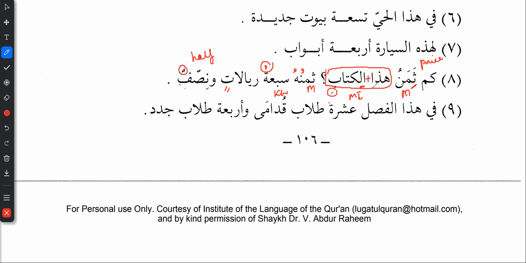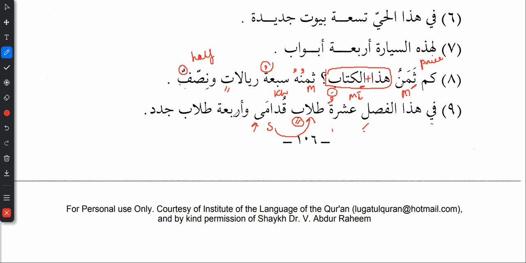It's 750 riyals. في هذا الفصل, due to harf jar, it will have a kasra. عشرة, this is our late mubtada. طلاب قدما, this will not have any haraka, but it is a sifa to tullab, and tullab has a kasra, so this will also have a kasra, but it will be muqaddara.